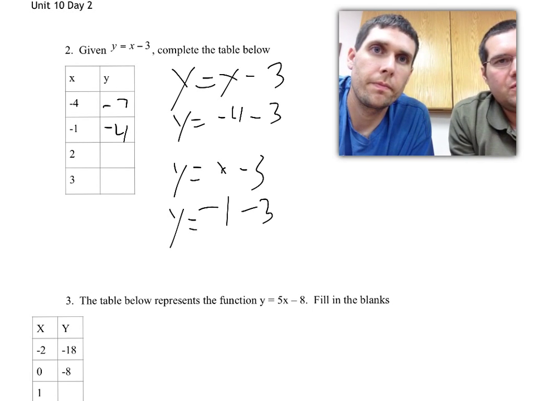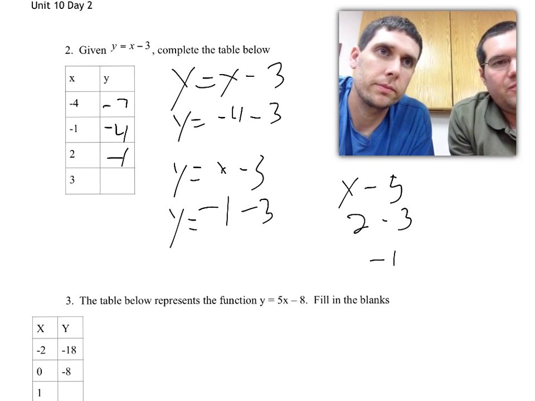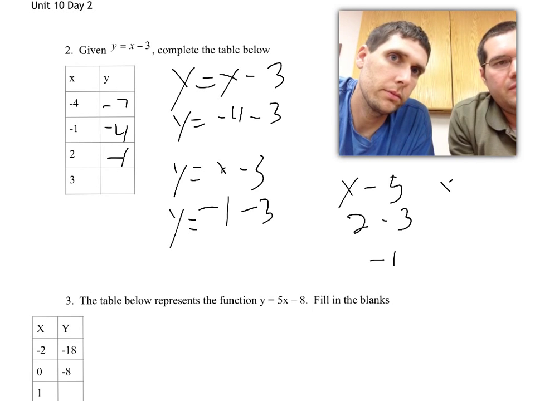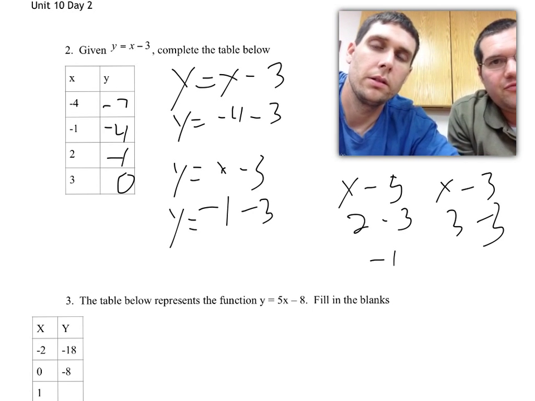I'm going to do it a little shorthand, so x minus 3, and for this one x is 2, so 2 minus 3 would be a negative 1, and you can notice there's a bit of a pattern. And then finally, to finish it up, x minus 3, plug in that last one, 3 minus 3 we know is 0. And that is completing a function table for a linear function.